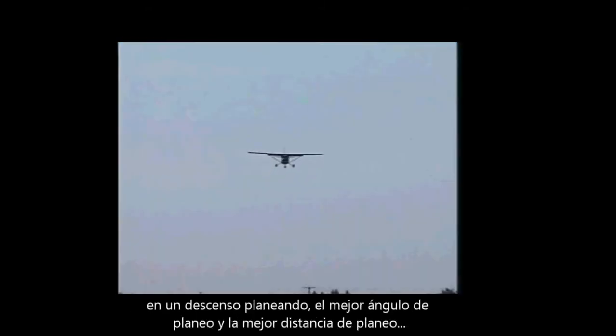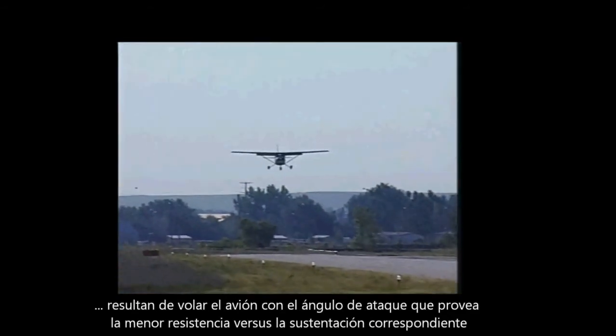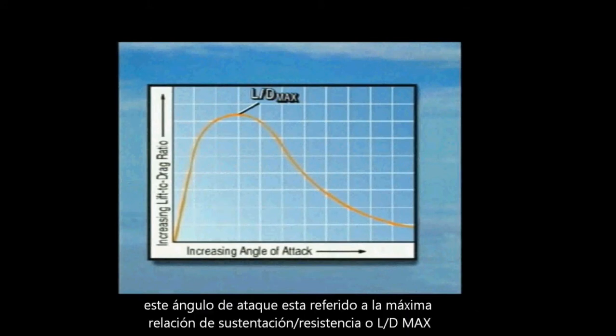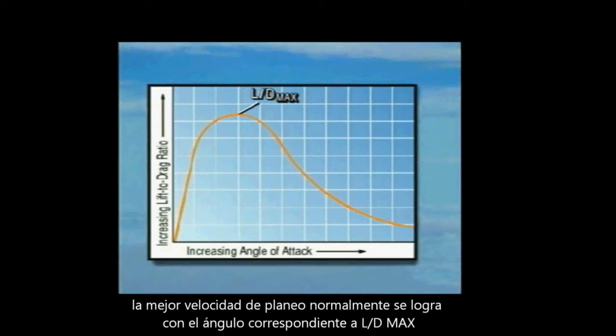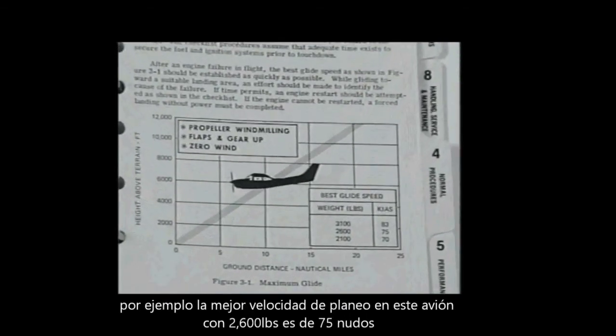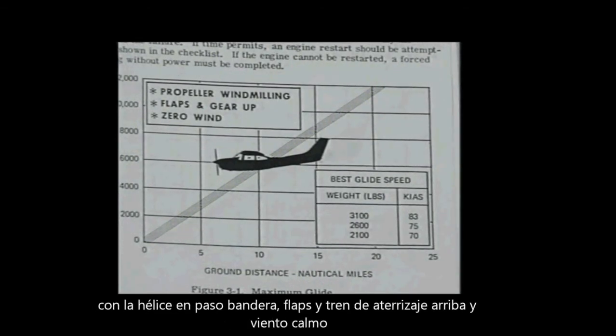In a gliding descent, the best glide angle and the best glide distance result from flying the airplane at an angle of attack which provides the least amount of total drag for the corresponding lift. This angle of attack is referred to as the maximum lift-to-drag ratio, or L/D max. The aircraft's best glide speed normally is achieved at the angle of attack corresponding to L/D max. The best glide speed is published in the pilot's operating handbook. For example, the best glide speed for this airplane at 2,600 pounds is 75 knots with the propeller windmilling, flaps and gear up in calm wind conditions.